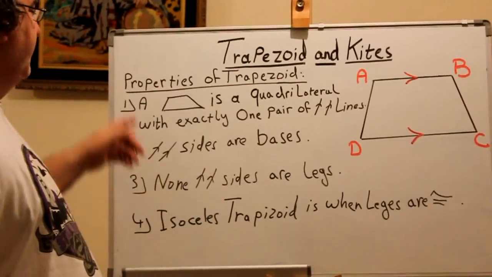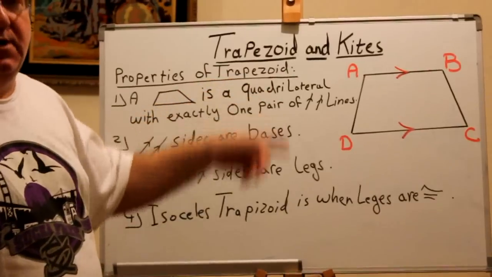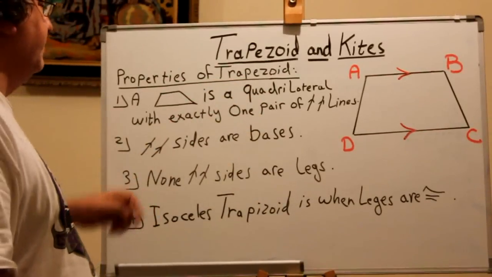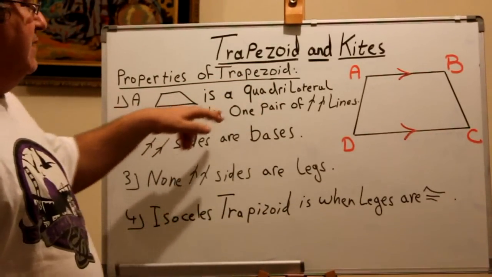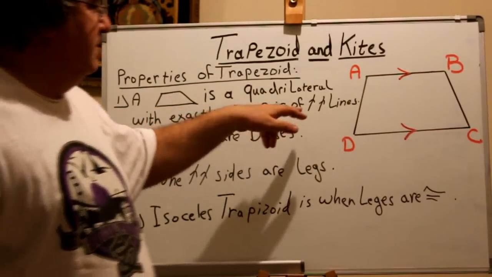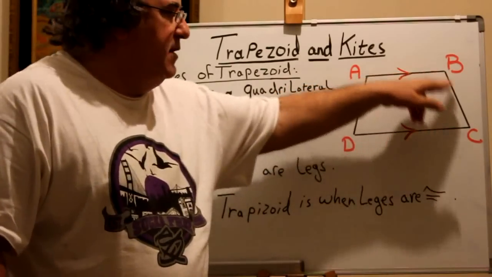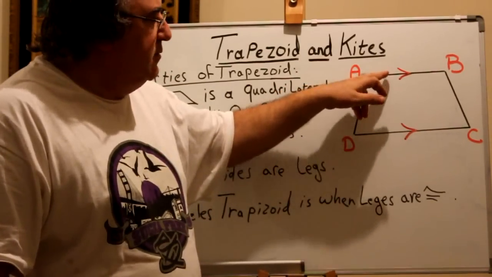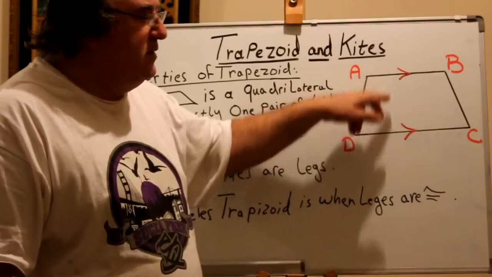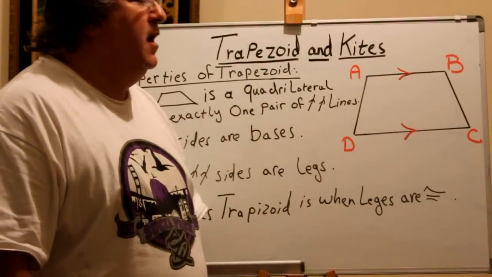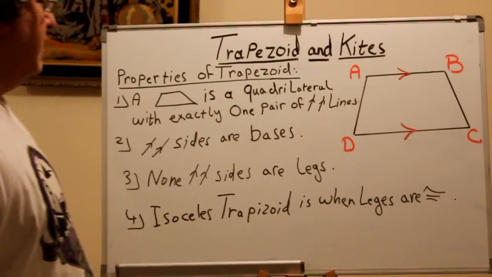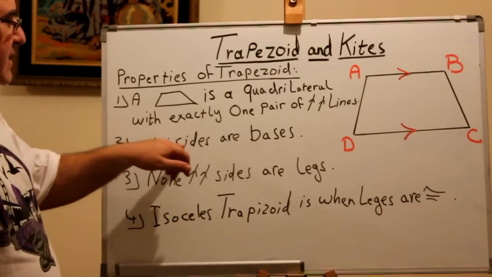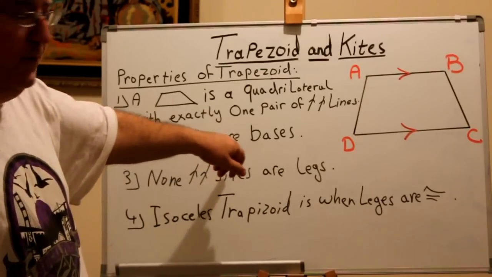You know, a trapezoid is a quadrilateral made of 4 sides with exactly one pair of parallel lines. So this is a trapezoid ABCD. The only property is that of these two opposite lines, only one pair are parallel. Okay? Now, the parallel sides are called bases.